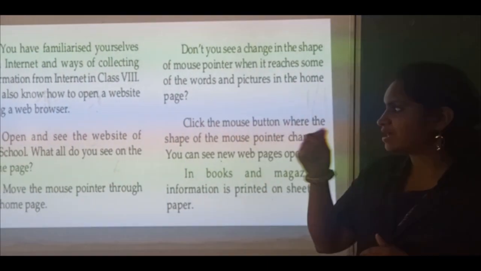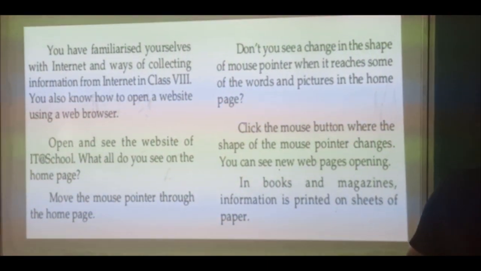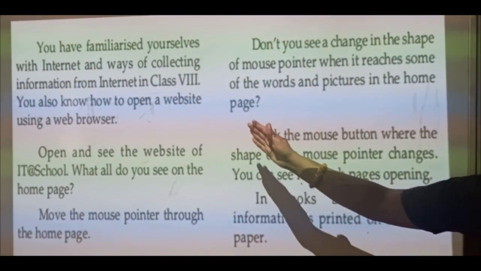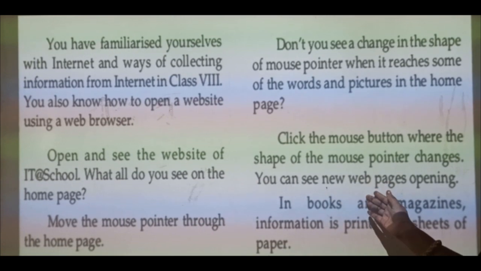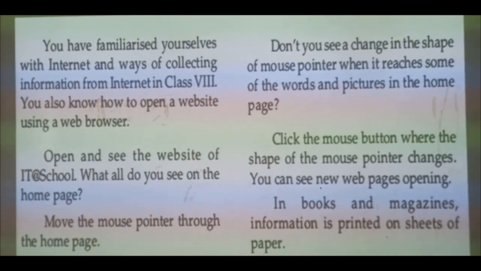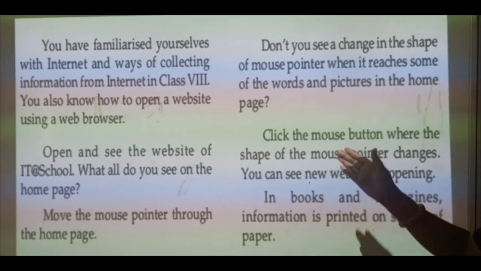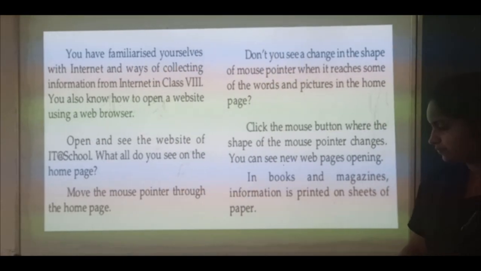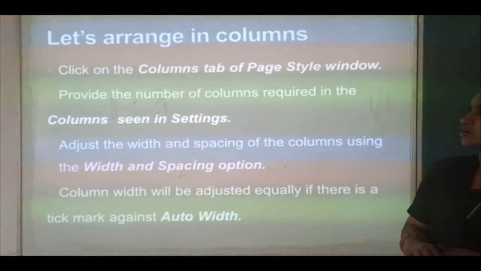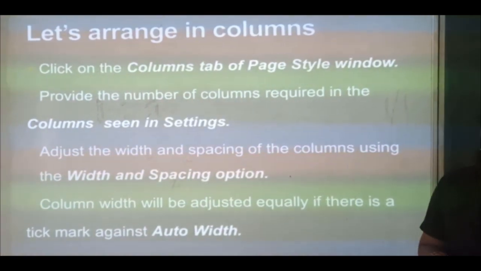Let's see. Here I am showing an example of arranging the content in 2 columns. Here you have a space and the different paragraphs are arranged in 2 parts. You can also arrange in 3 sections. Okay, how to do that? Let's see the steps. So click on the columns tab of the page style window.